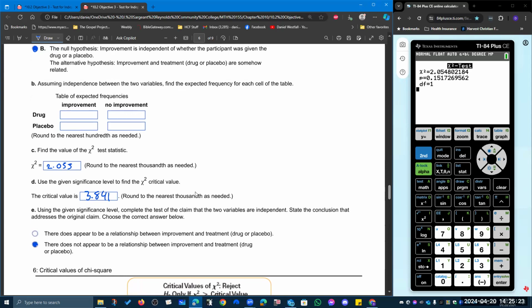between improvement and treatment. Let's go ahead and look at matrix B here and round these to the nearest hundredth. 54.13, 41.87, 51.87, and 40.13.